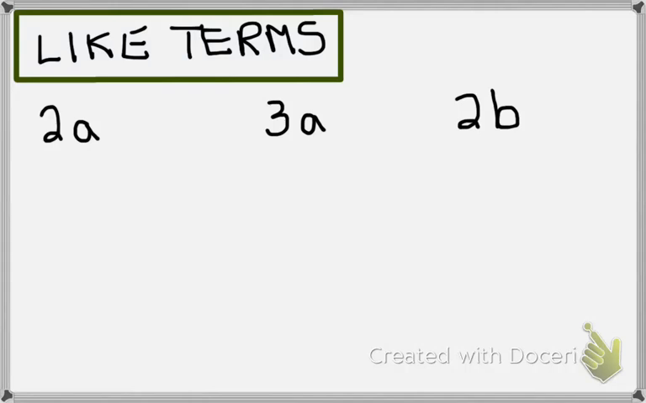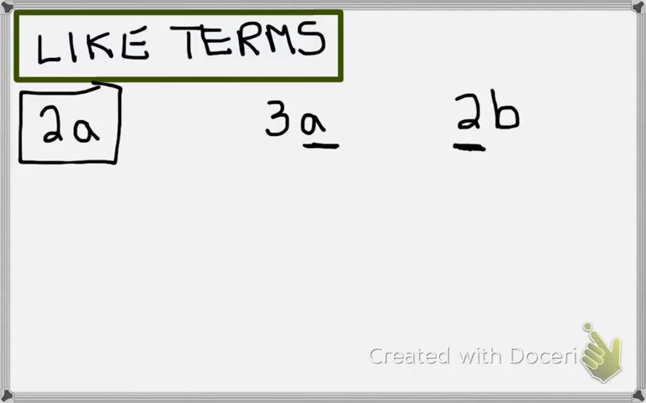So my question to you is, which two terms here are like terms? So if we look at this first term, it is 2a. Well, this number 2 is the same as the 2 in the 2a, but this letter A is the same as the A in the 2a.